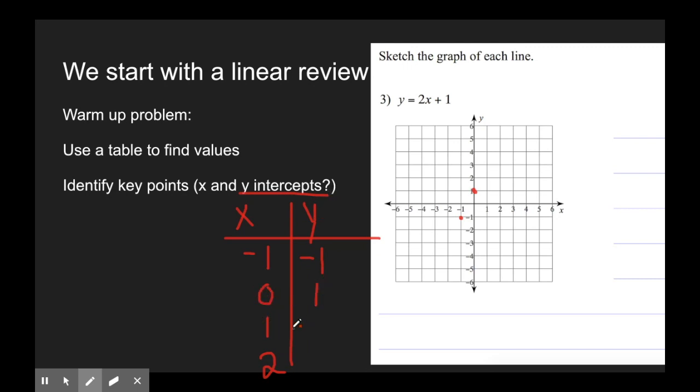0, 1. If I plug in a 1, 2 times 1 is 2. Plus 1 is 3. 2 times 2 is 4. Plus 1 is 5. So I get all these points. Okay. 1, 3. And 2, 5. And just like that, I got a line. Awesome. That's what our practice work's going to look like today. This is review, but it's good stuff.